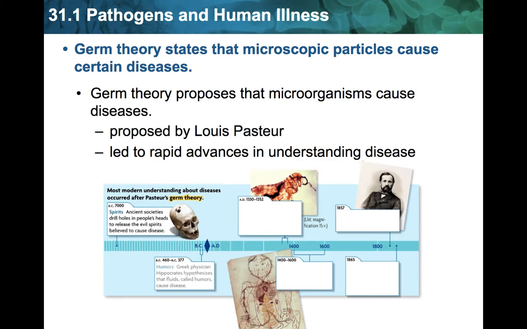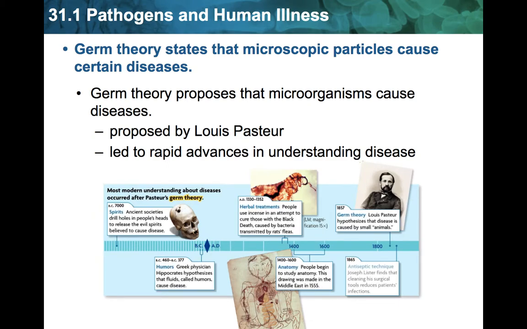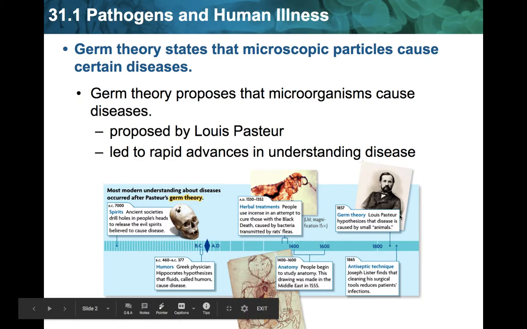Something called the germ theory stated that microscopic particles cause certain diseases. So Louis Pasteur, who is one of my favorite scientists, if not my all-time favorite scientist, was the one that basically came up with the germ theory. He proposed that there were little tiny microorganisms, and that's what causes disease. And this then led to a rapid advance in understanding disease. This is another huge one. You can look at this timeline, but I wanted to point out these two especially.